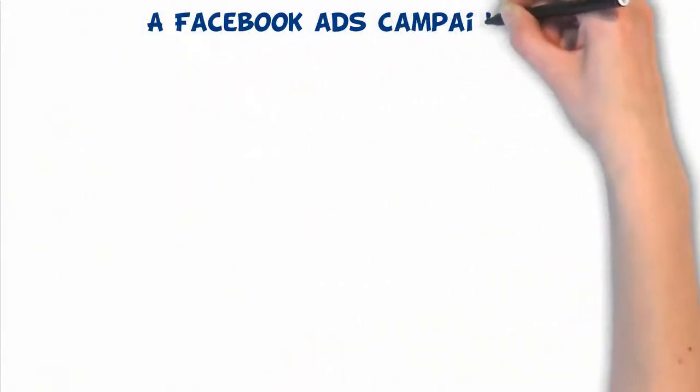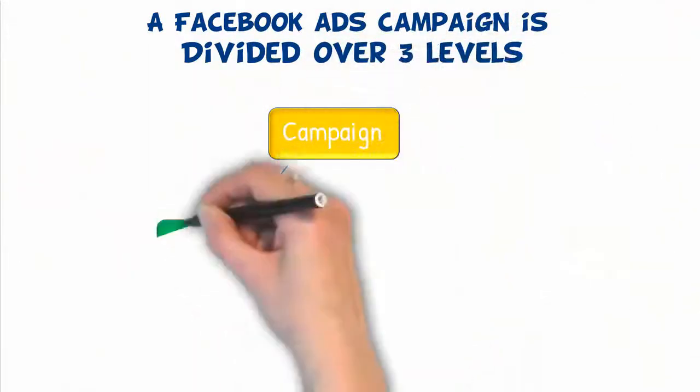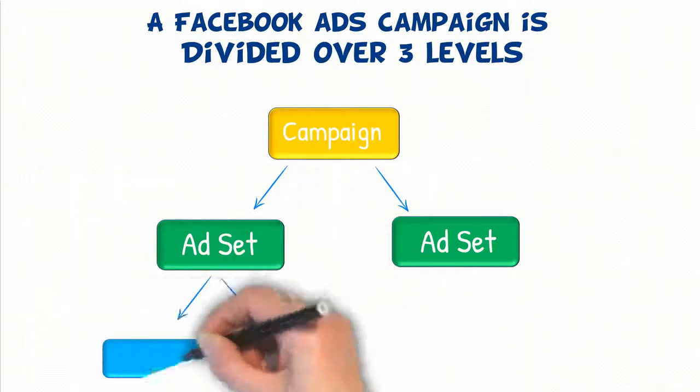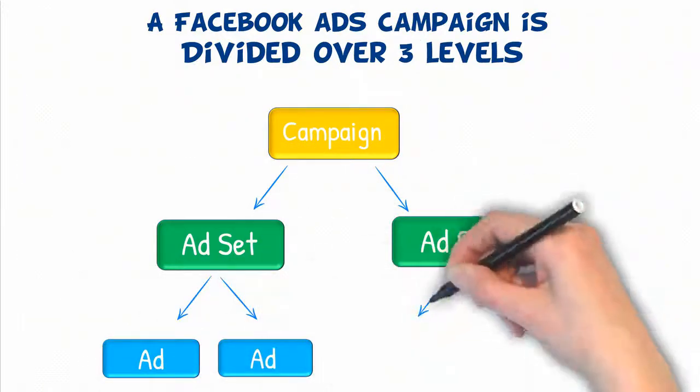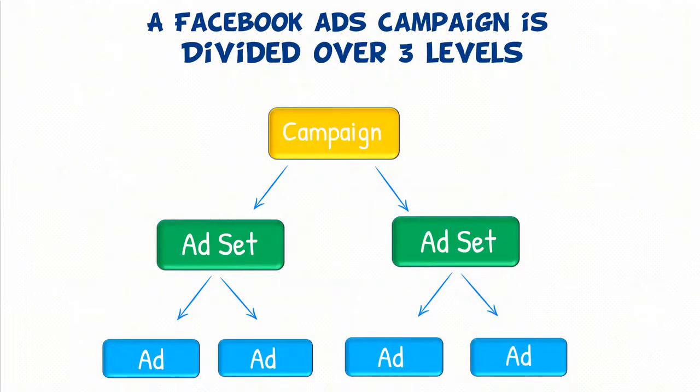To master Facebook ads and to really be able to use it to scale your business and to take it to the next level, you should first understand what Facebook ads campaigns are and how they are structured. A Facebook ads campaign is divided over 3 levels. In this lecture, I will walk you through these 3 levels and explain to you the options you can control at each level. The 3 levels are the campaign level, the ad set level, and the ad level.